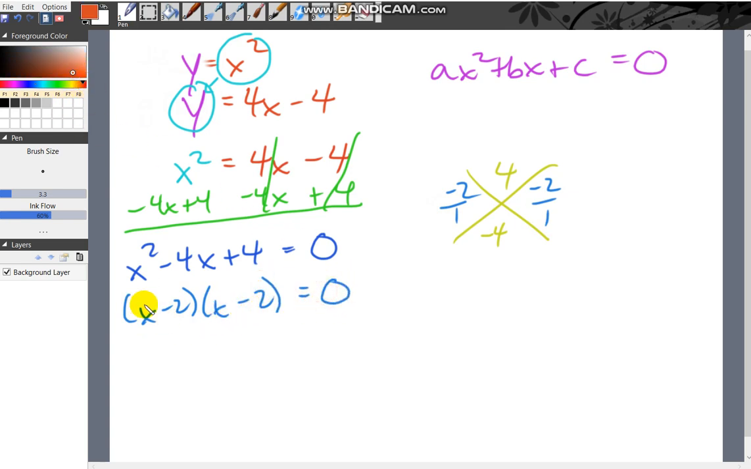Okay, in other words, we have two of the same term here. So this is just a coincidence. This won't happen all the time. It just so happens that what we can do with this is write x minus 2 squared equals 0.